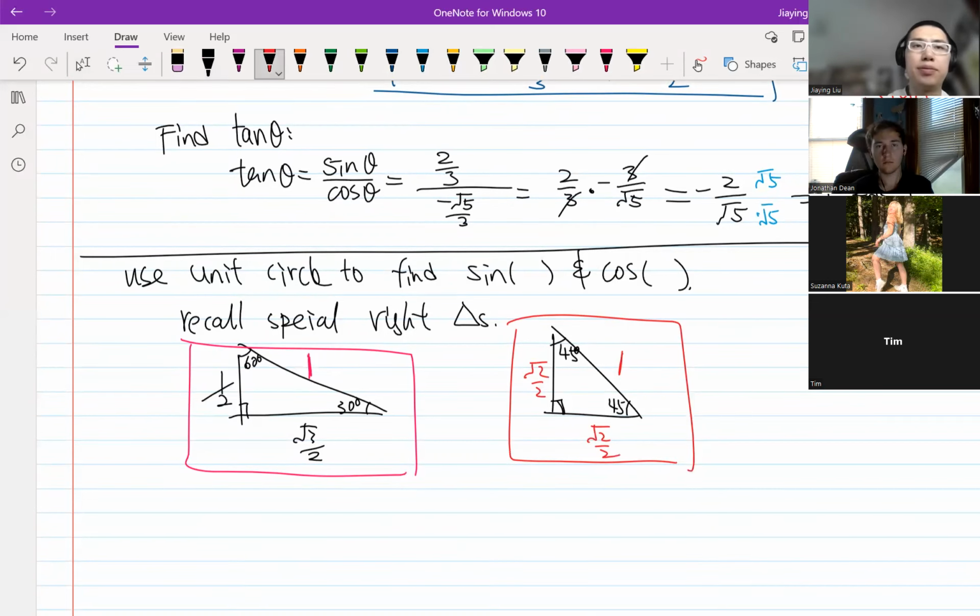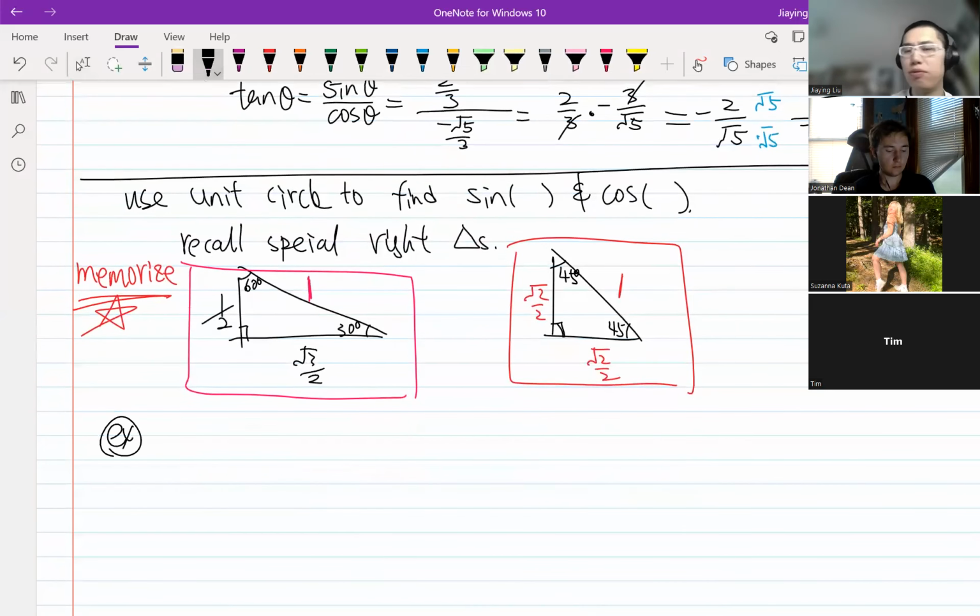So let's see. Memorize if you haven't. All right. So we're going to use those special right triangles, and let's begin with the first example.